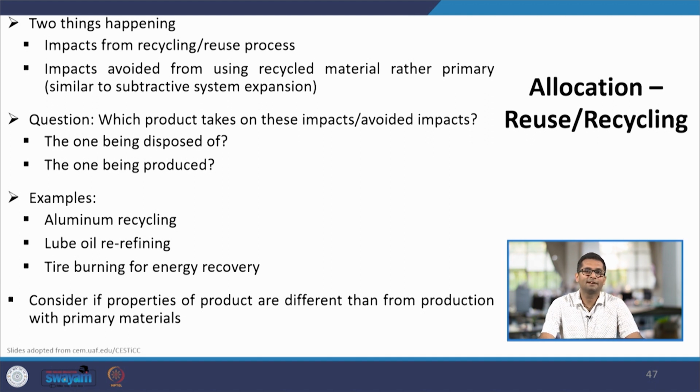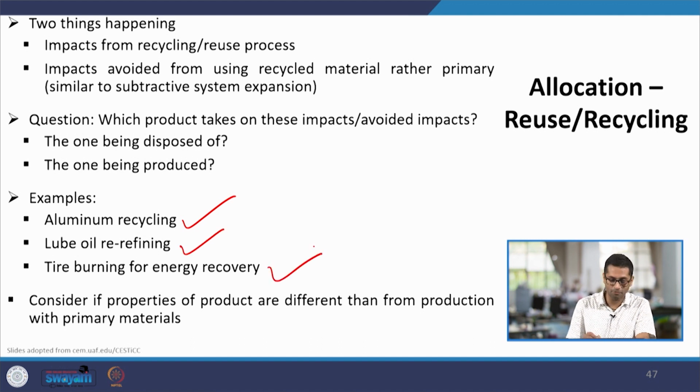So are these benefits awarded to the process or the product which is being disposed of, or are they being attributed to the process or the product that is being produced? That is an important question that needs to be answered in the scope definition at the onset of the process, so that there is no confusion, and the reader of the LCA knows what kind of allocation has been adopted.